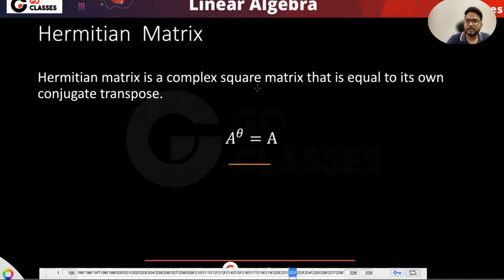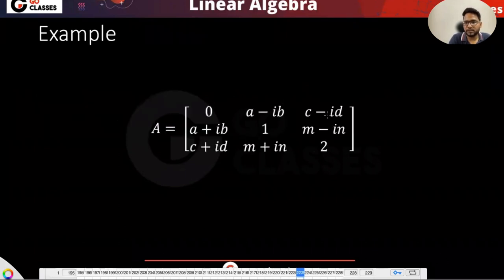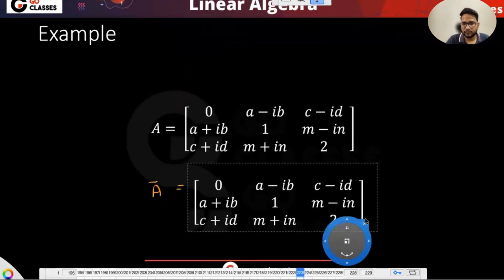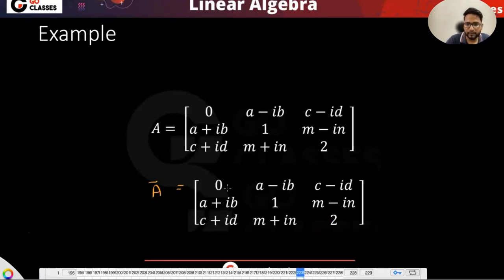Okay. So the Hermitian matrix, this is the definition. It is defined like this: a complex square matrix that is equal to its own conjugate transpose. Conjugate transpose means you take the conjugate and transpose, both. For example, let's see this. If you take the conjugate and transpose both, let me take the conjugate first, then you will have this matrix, which is this. Then this will be plus, this will be plus, these will be minus, right?